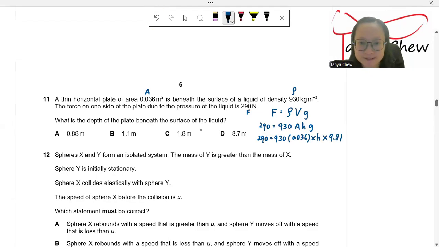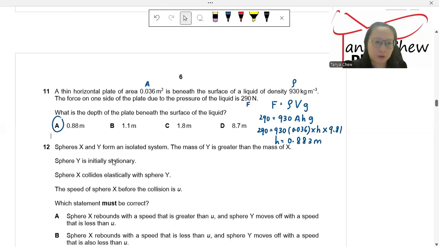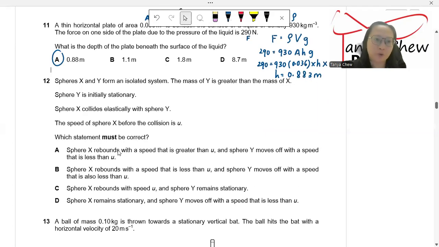So you're going to make H the subject. The H that you get must be 0.883 meter, which you round off to 0.88 meter. A is the answer. Now, question number 12.